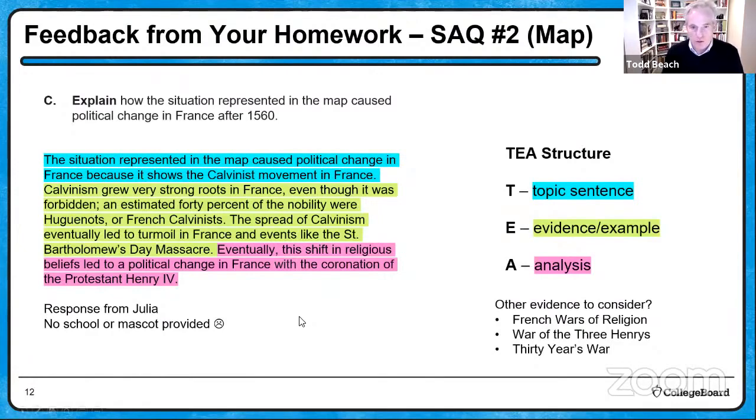Just some other evidence you could consider, because this leads into those French Wars of Religion. You mentioned the Bartholomew's Day Massacre. Certainly the War of the Three Henrys is within those French Wars of Religion, and it all leads to the Thirty Years' War. So really good job with that. Nice.